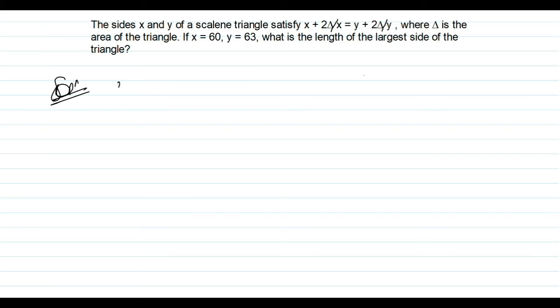So here it is given that x plus 2 del by x is equal to y plus 2 del by y, and it is given that x is equal to 60 and y is equal to 63. You just substitute these values.